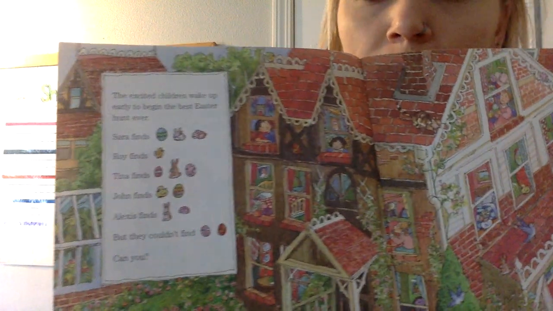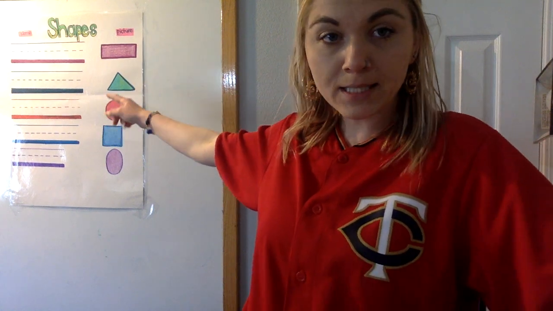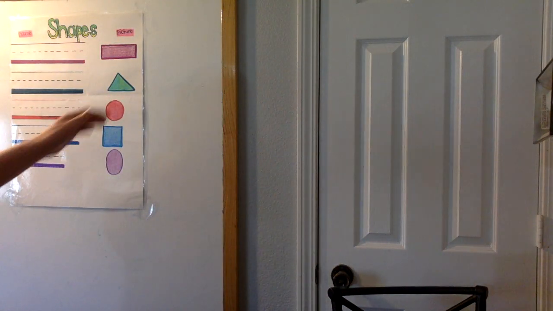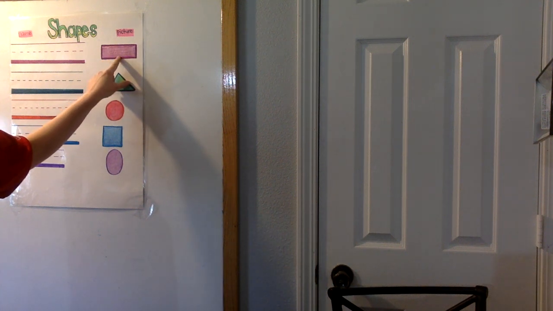So first, before we get started with this book, we are going to have to review some different shapes and names of shapes. So behind me here, I have this chart. And next to each shape up here is a line where we are going to write the name of the shape. So up here, what shape do you see?